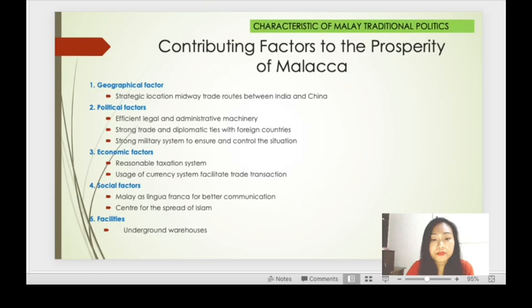Center for the spread of Islam. So everyone that came to Malacca in that period, they would speak in lingua franca, because at that time the Malay language was universal. Everyone spoke Malay. So you must be very proud, right? The fifth one is facilities, underground warehouses.